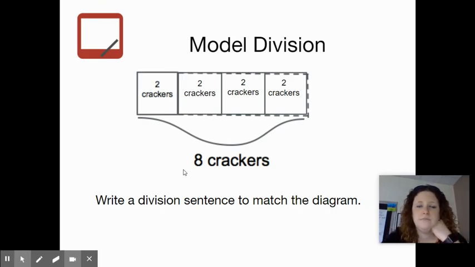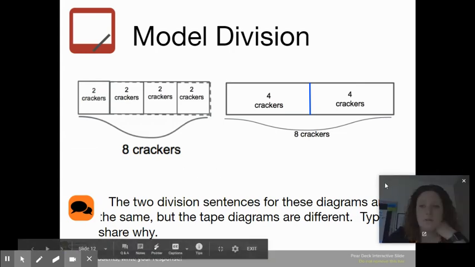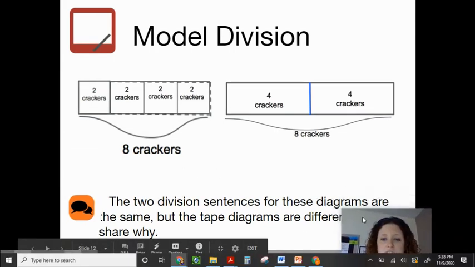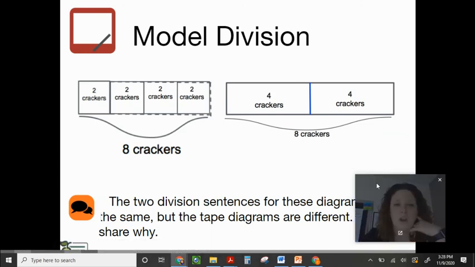Very good. So the two division sentences for these diagrams are the same, but the tape diagrams are different. Both of these tape diagrams represent the equation 8 divided by 2 equals 4. But the tape diagrams are different because the 4 means two different things. In the first tape diagram, it's the second one on this screen, but it was the first one we used.